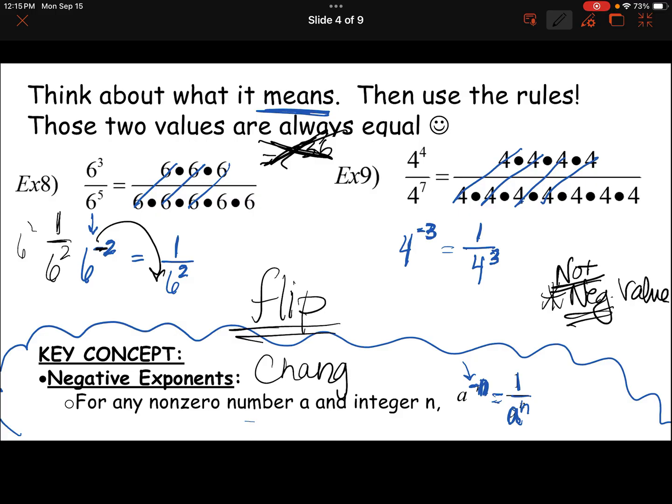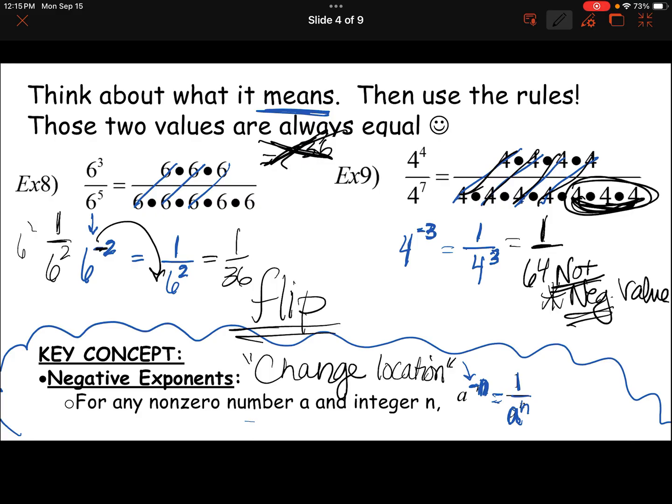And I don't want you to just make a fraction, because eventually, Monday, we're going to have negatives in the denominator. So I like to think of it as a change of location. And then you do the math. So this one would have been 1 over 36, not negative 36. This one would have been 1 over 64, not negative 64. Because when I cancel this out, instead of having numbers left in the numerator, they're now left in the denominator, which means the numerator just has a 1.